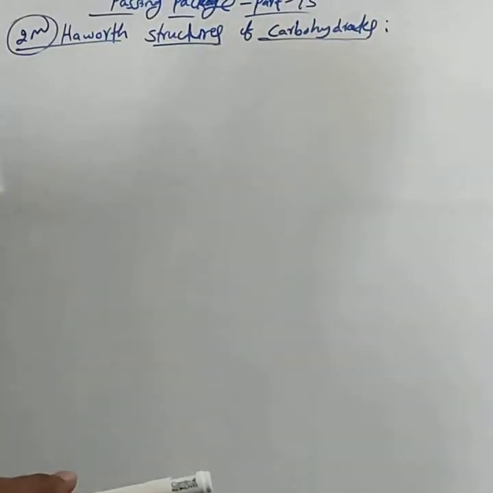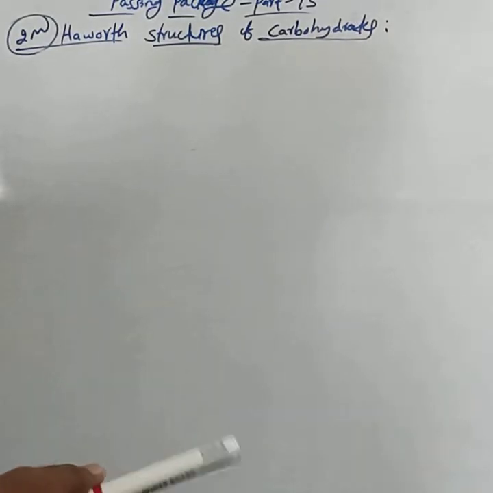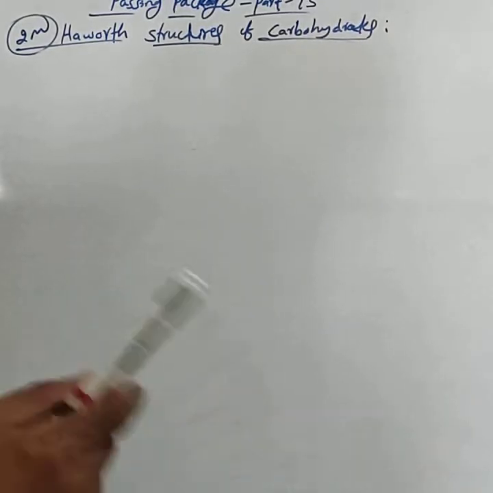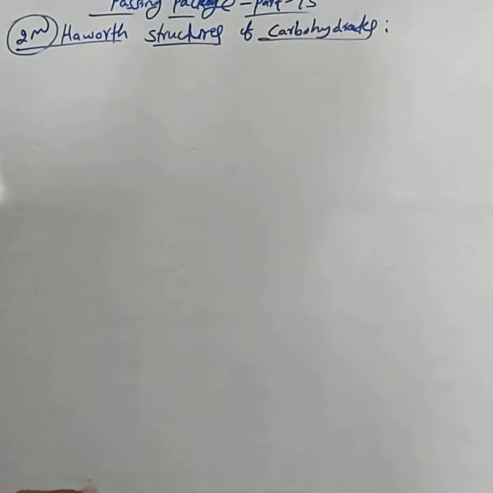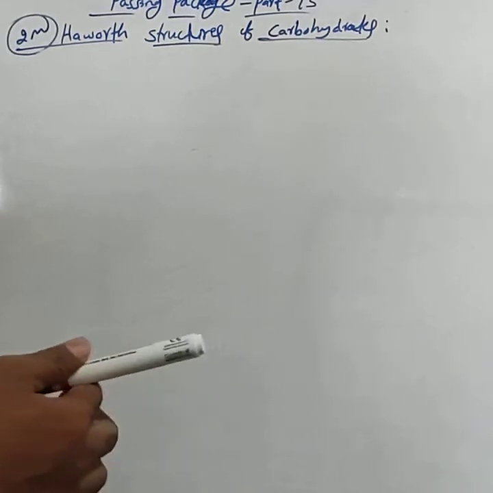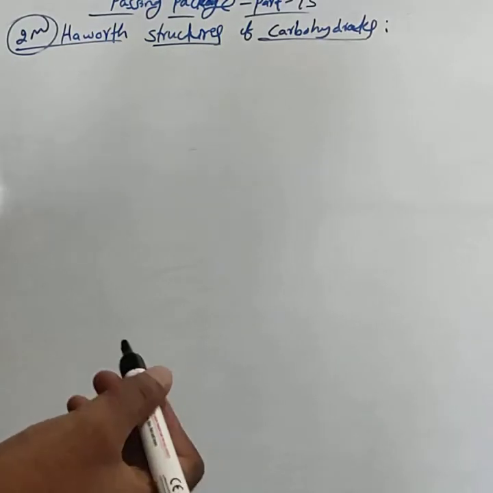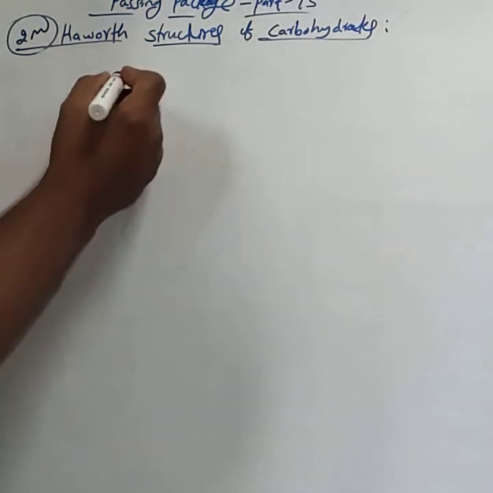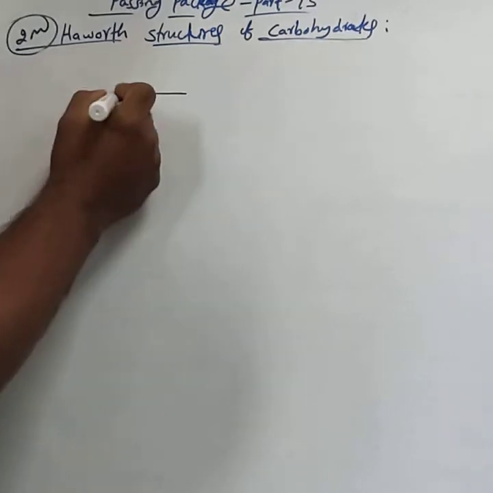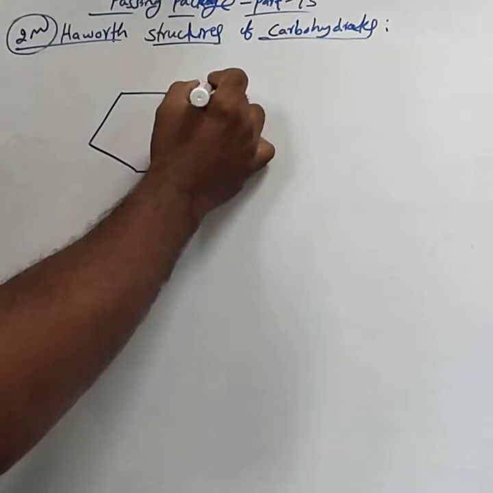Hello students, in the last class we discussed the Haworth structures of the monosaccharides: glucose, fructose and galactose. By using the Haworth structures of monosaccharides, you can easily write the Haworth structures of disaccharides. For the disaccharides, first we consider maltose. To write the Haworth structure of maltose, first you write the Haworth structure of a glucose molecule.